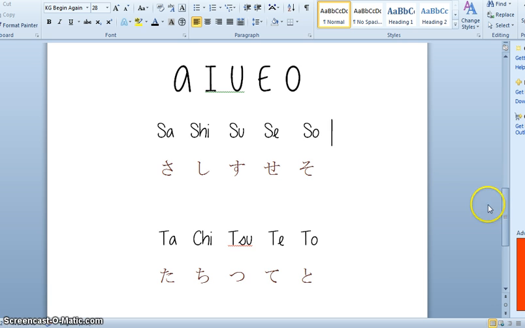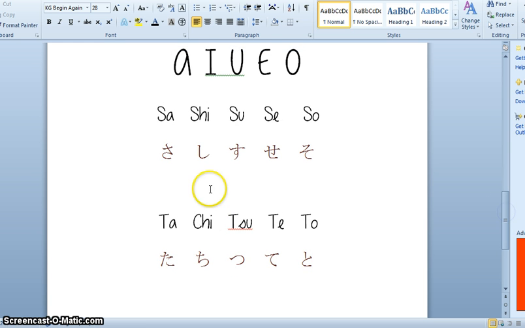Okay, so the next one is the T, and again with the same thing with the additional letters in here. You would think that this would be tu, and you would think this one would be ti, but actually this one is chi, and this one is tsu. Again, don't know why, but that's like the exception of the alphabet. So it's not ta, ti, tu, te, to. It's ta, chi, tsu, te, to.